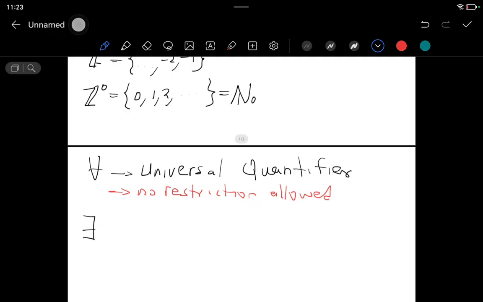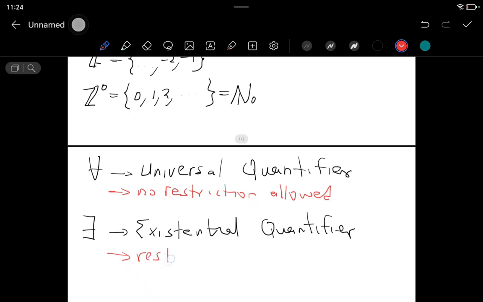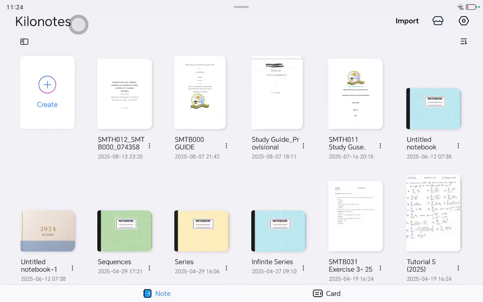And when we see this, we know that this is an existential quantifier. With this one, restriction is allowed. The reason why we say restriction is allowed here is because when we say that they exist, it's possible that it might be one element that makes the statement true, so we're going to focus on that element. So let's now go back. I think we're somewhere here.